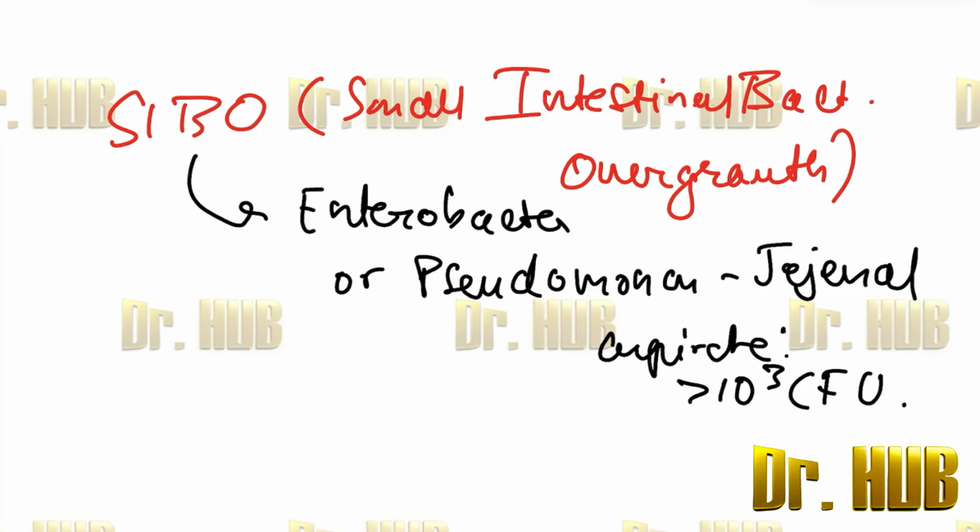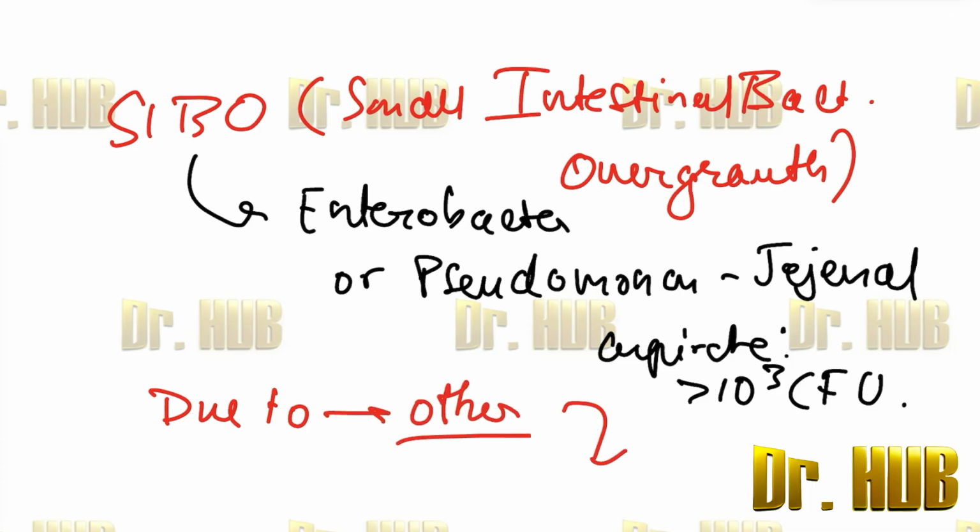Then if it is due to other organisms, the jejunal aspirate is going to be greater than 10 to the power 5 CFU.